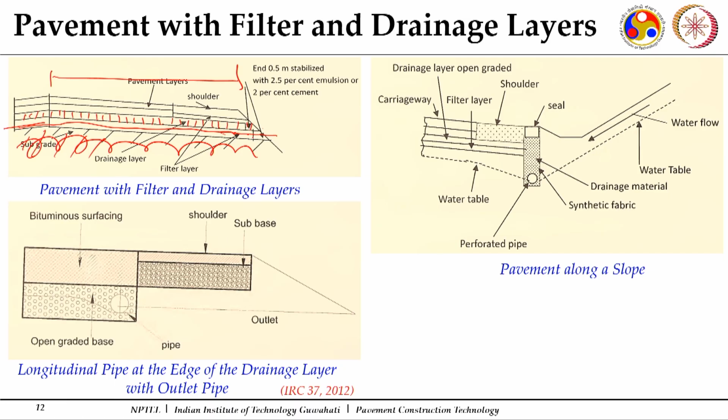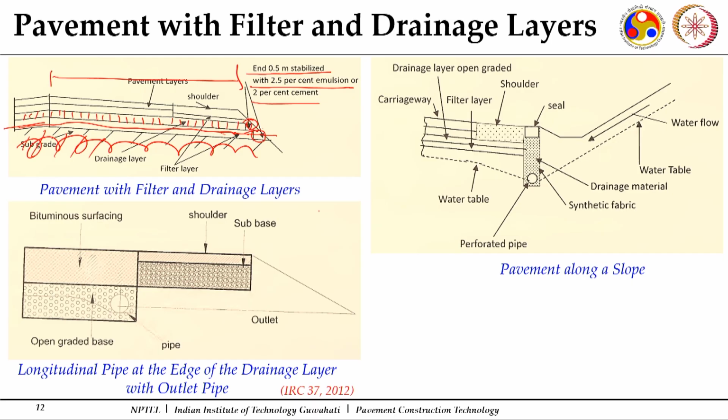Now at these edges, normally it is said that if these edges are kept as unbound materials, then there are chances of failure of these edges. So that's why it says 0.5 meter should be stabilized with some 2.5% emulsion or 2% cement. So this small width needs to be stabilized so that the edges don't get disturbed. Otherwise, when they are open, they get disturbed because of the side slopes.